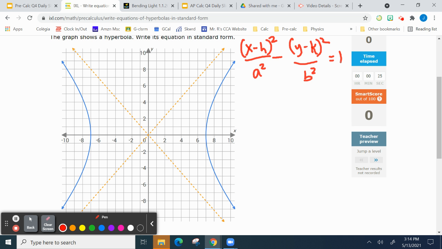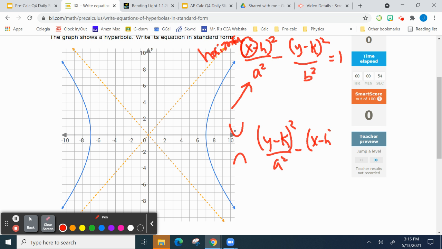And this is for the x. The a is always there, but the x is there for horizontal ones. And if it's a vertically oriented one, then it's going to be y minus k squared over a squared minus x minus h squared over b squared. But a and b always stay. A is always the first one. Okay, so that's the way that goes.